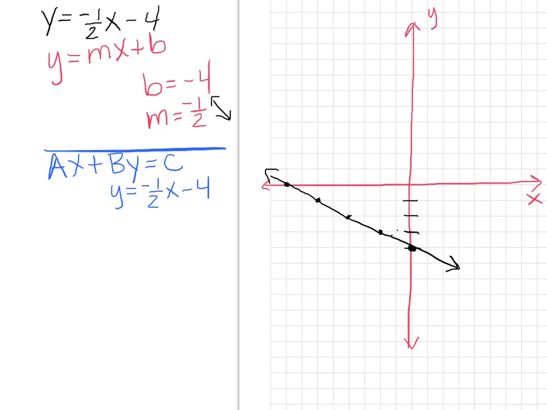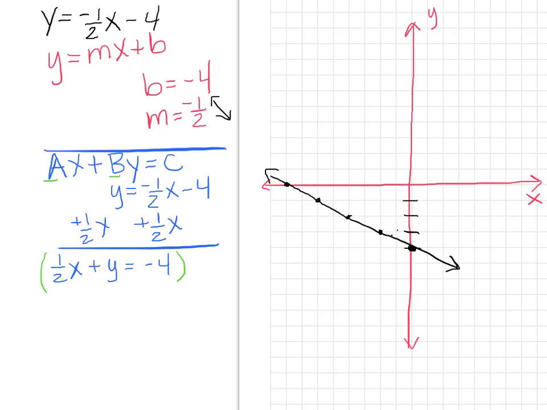So I want to move my x over to the left. So in order to move my x, I'm going to add 1/2 x to both sides. And I end up with 1/2 x plus y is equal to -4. Okay, so now it's in standard form, but there is a catch. And the catch is that the a and the b need to be whole numbers. Okay, so in order to make my a whole number, I need to multiply my whole equation by 2. And if I multiply it all by 2, I'm going to end up with a whole number as the a on that x.